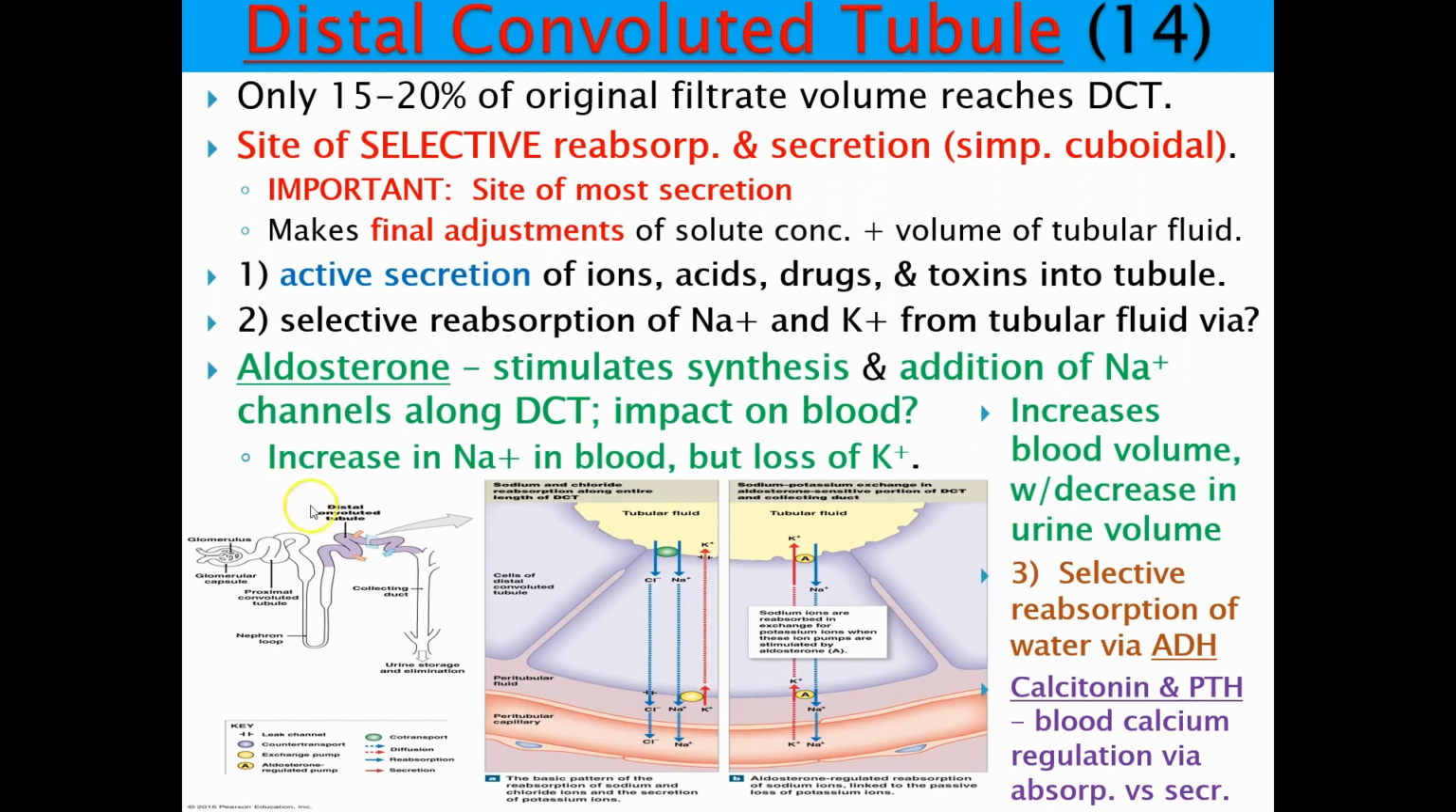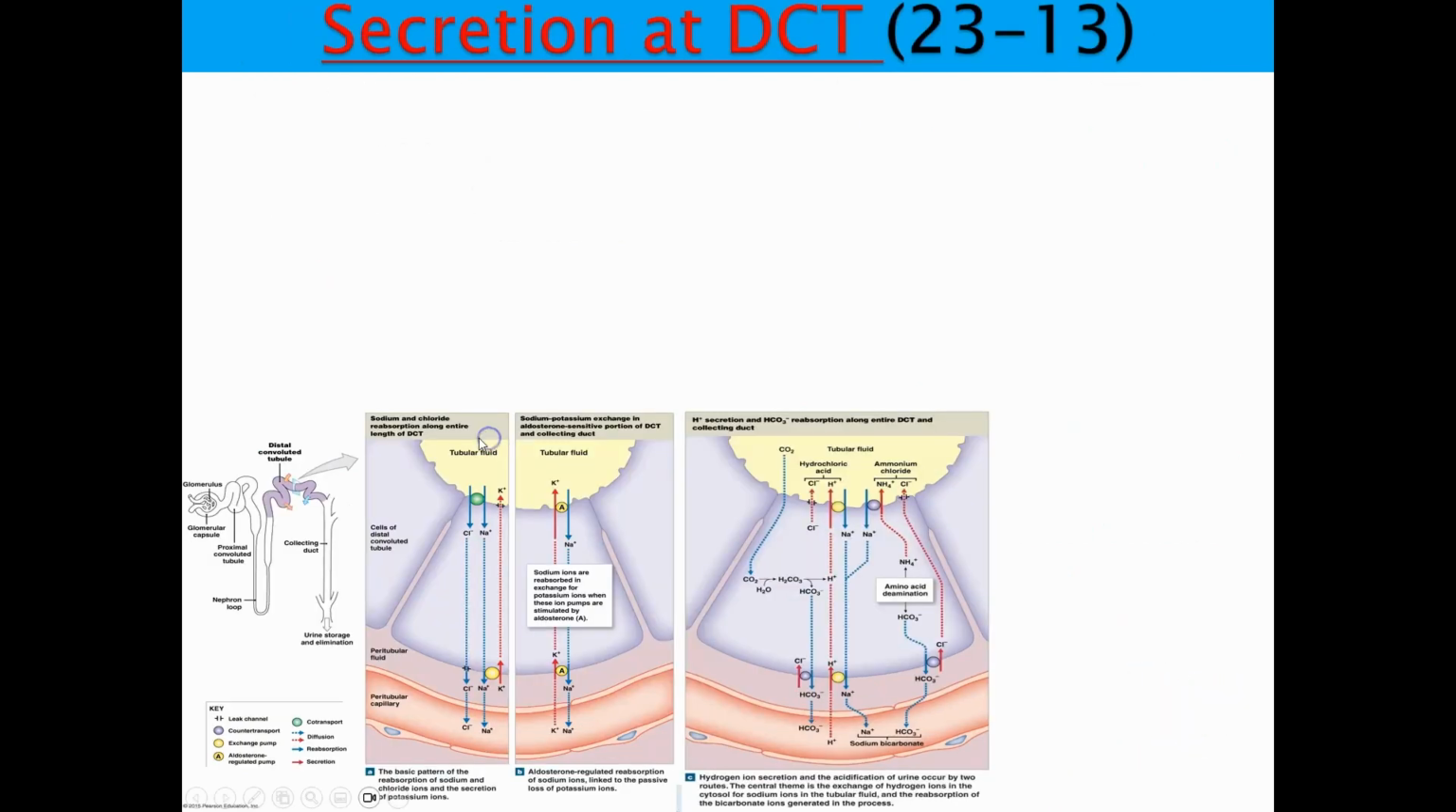All right, so a lot of hormones target this area. We have ADH, we have aldosterone, so we're essentially regulating our blood volume as well as our salt concentrations, and then calcium regulation. So got to get that down. All right, so secretion at the DCT.